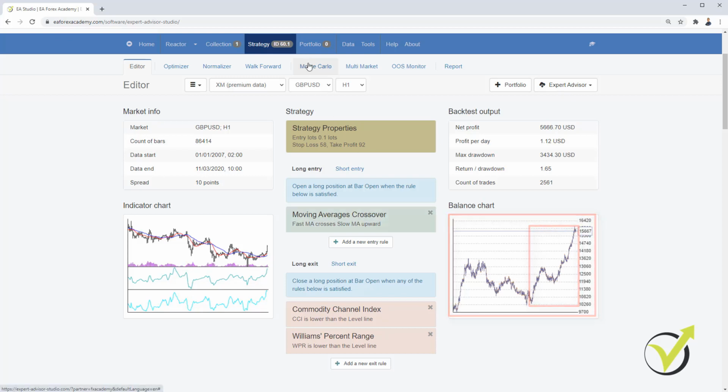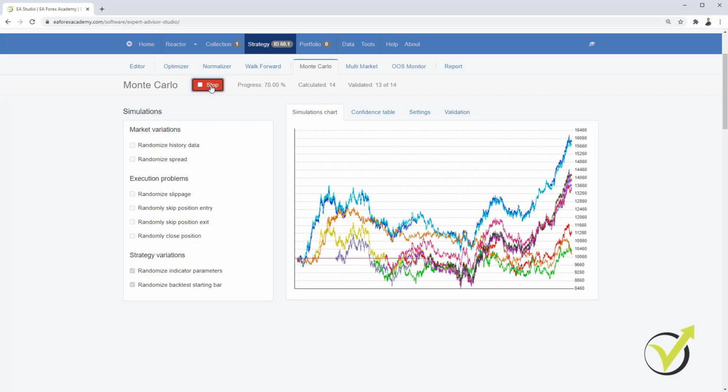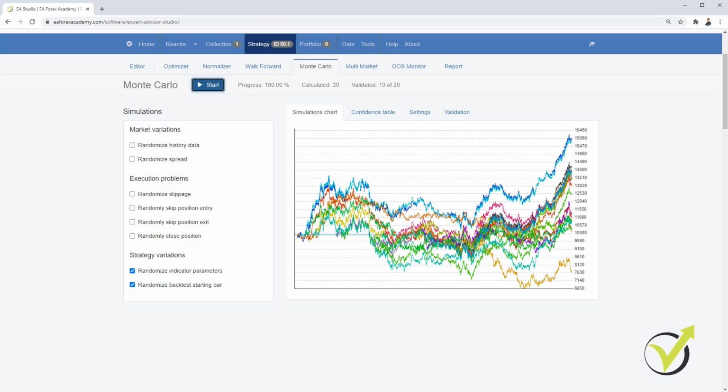And let's go to Monte Carlo and I will click on start. And let's see what will be the results. Here they are. And we have 19 out of the 20 tests validated. So all of these tests here are with different parameters, different backtest starting bar. One of the results is losing here. So there is a chance, a very huge chance that this strategy was over optimized.